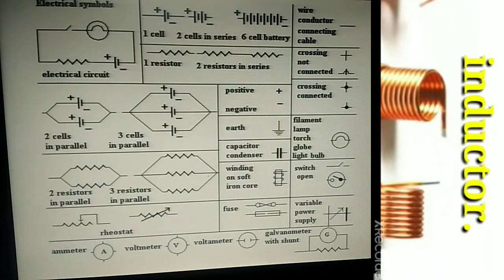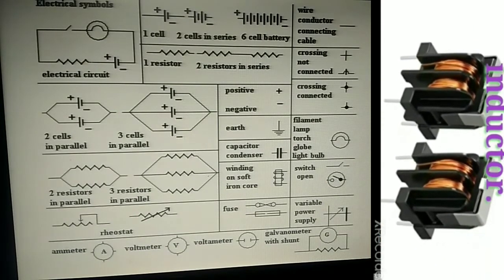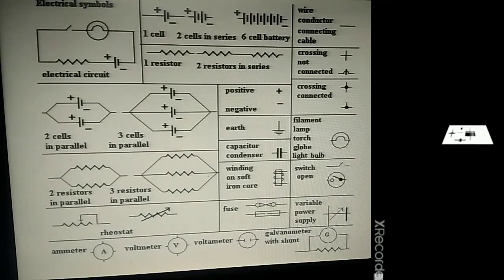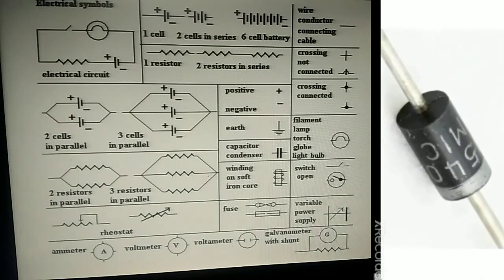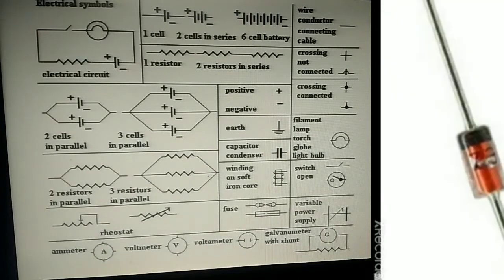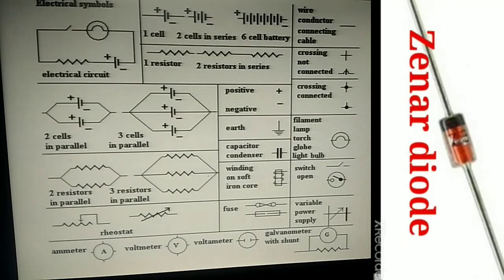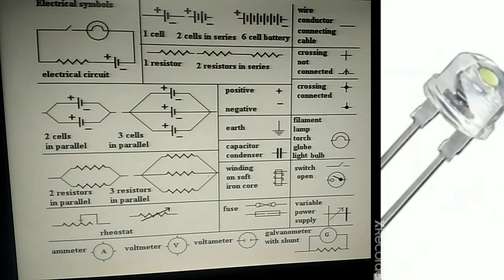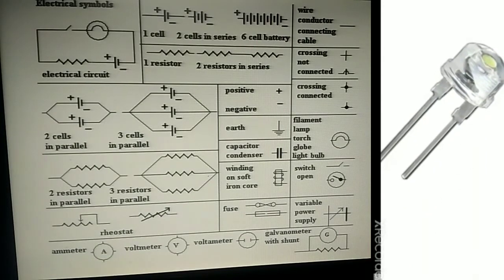of soft iron core, that is electromagnet, then switch open or plug key open, a variable resistor or rheostat, then a fuse, different types of fuses, a variable power supply, an ammeter, a voltmeter, a voltameter and a galvanometer with shunt.